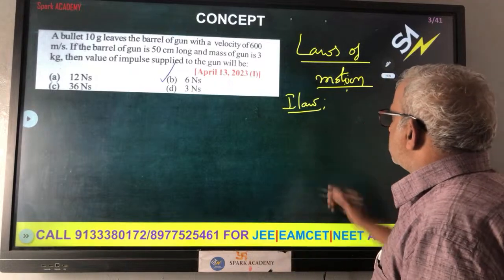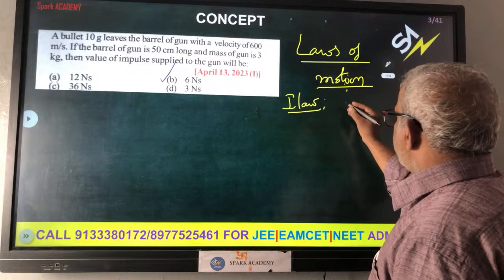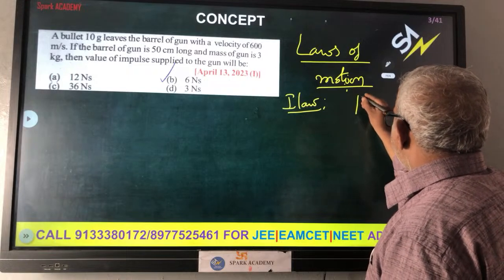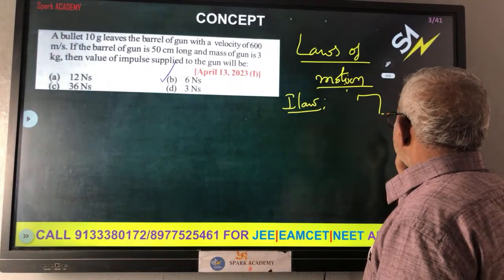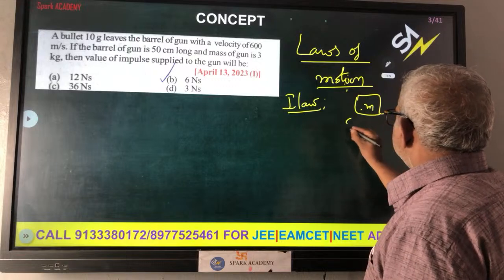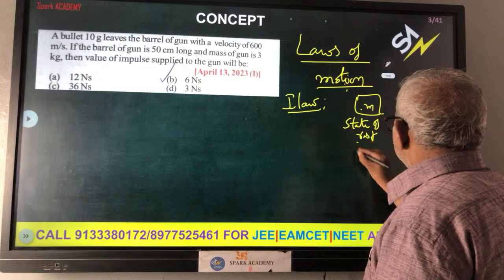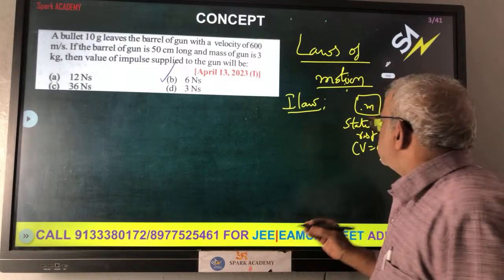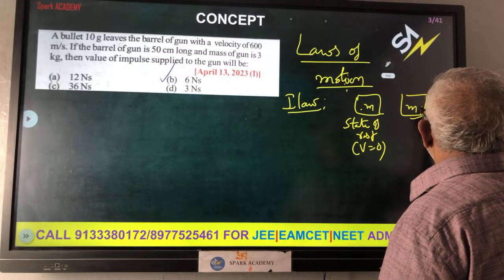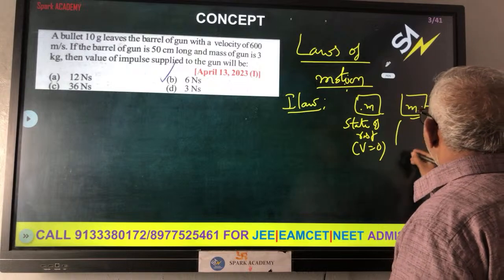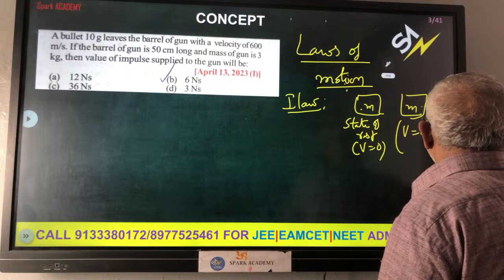So what is the first law? Newton's first law is: every body continues to be in a state of rest or state of uniform motion. State of rest means velocity is zero. Uniform motion means what? Velocity is constant.